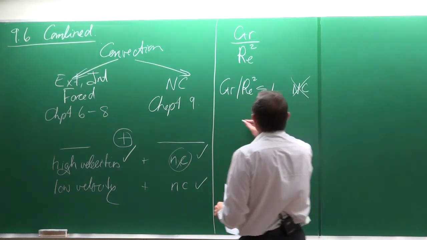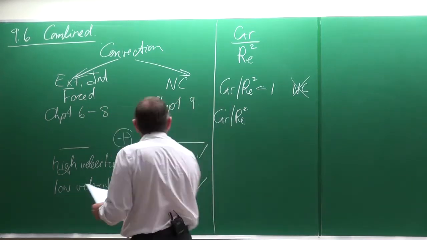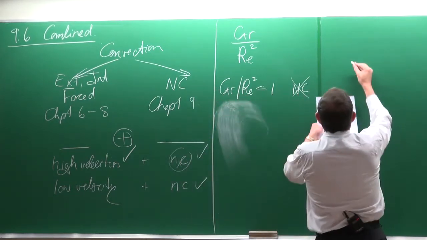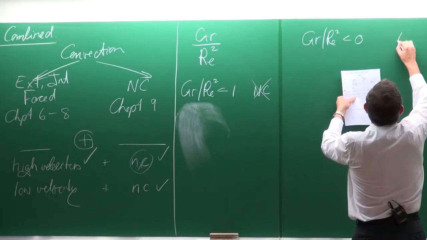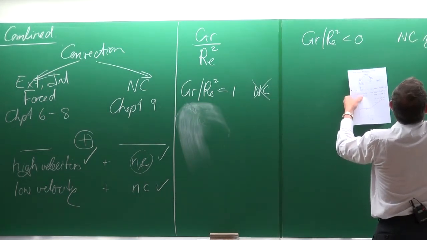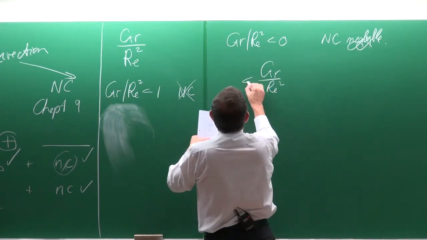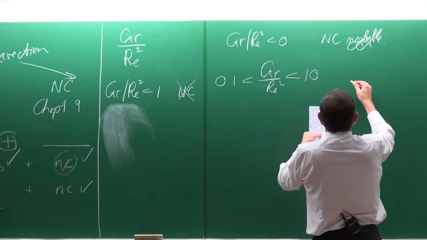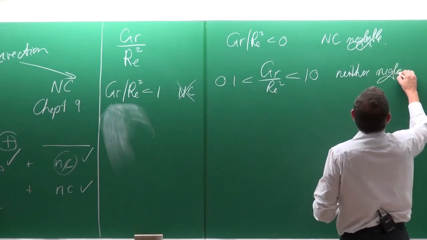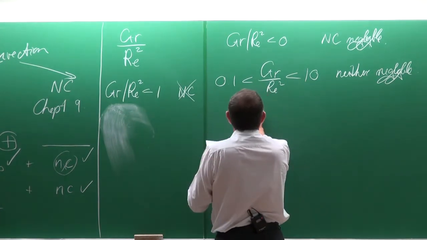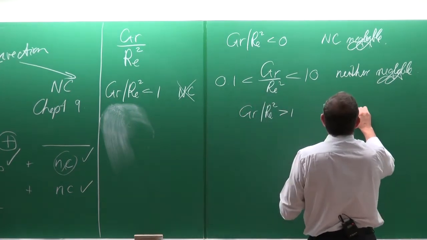Okay, natural convection negligible. If Grashof divided by Reynolds squared is smaller than 1, the natural convection is negligible. If Grashof divided by Reynolds squared is larger than 0.1 and smaller than 10, then neither are negligible. And if the Grashof number divided by Reynolds squared is larger than 10, then forced convection is negligible.